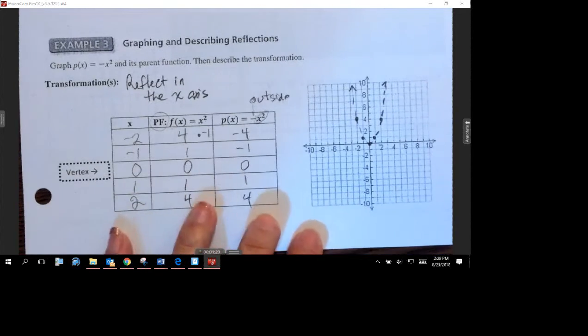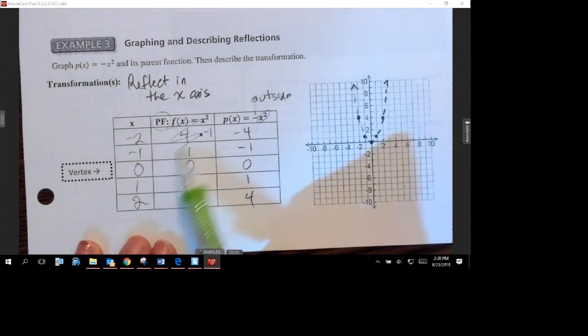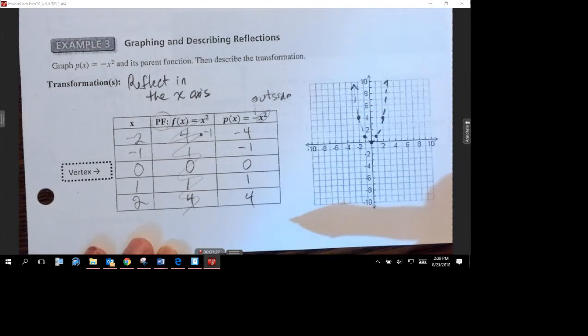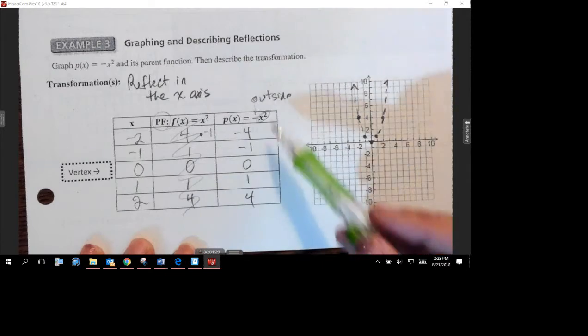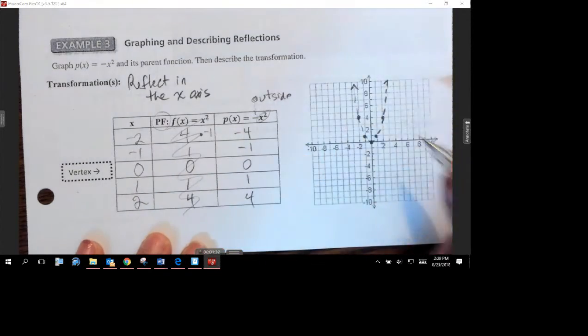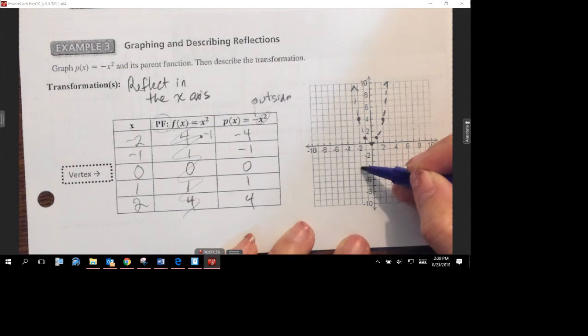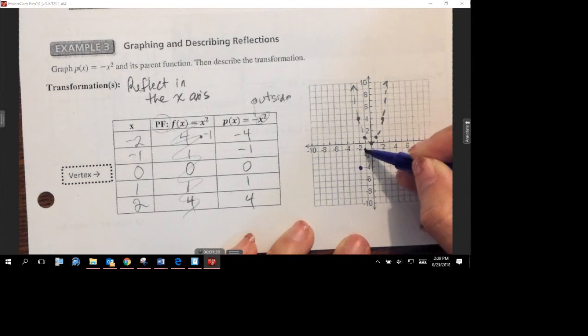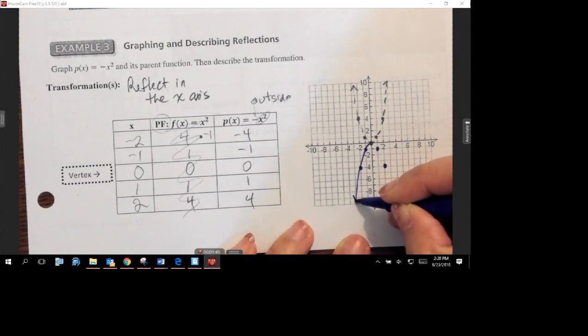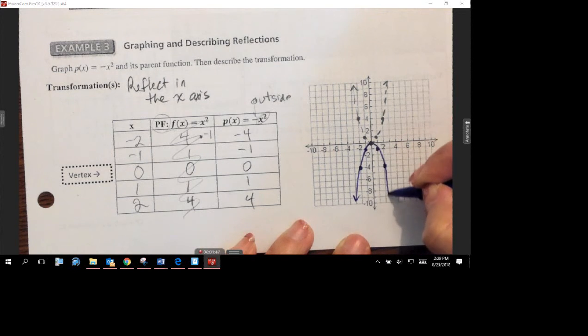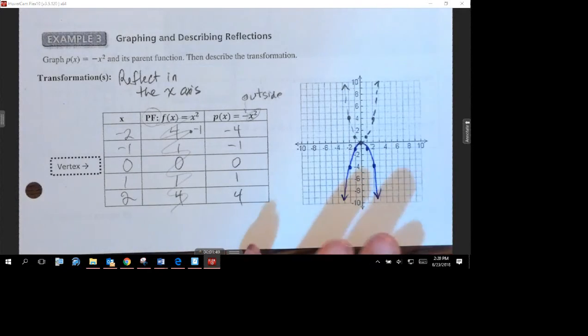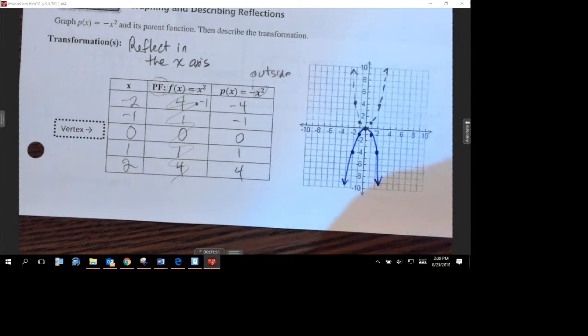Now when we go to graph the new one, you don't need this middle column. You use the original x's and the new y's. So we use the original x's with the new y, so I graph -2, -4. -1, -1, 0, 0. 1, -1, 2, -4. And we have a vertical reflection.